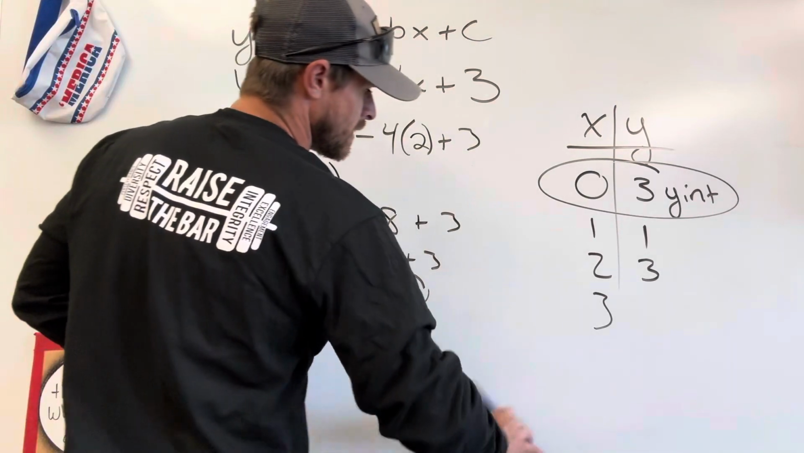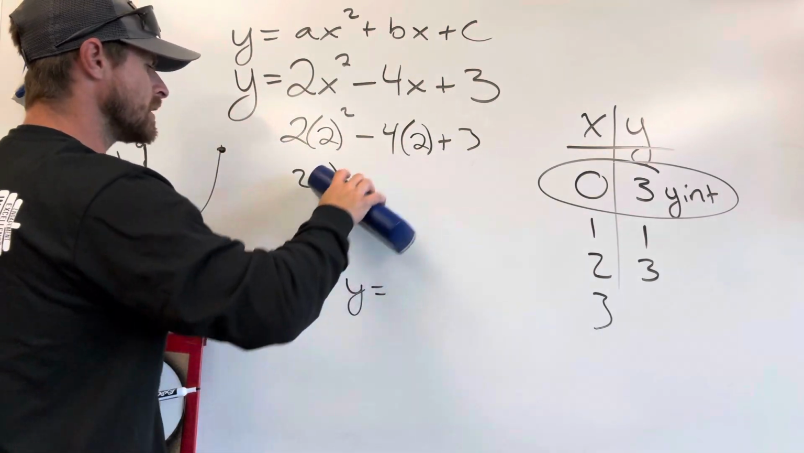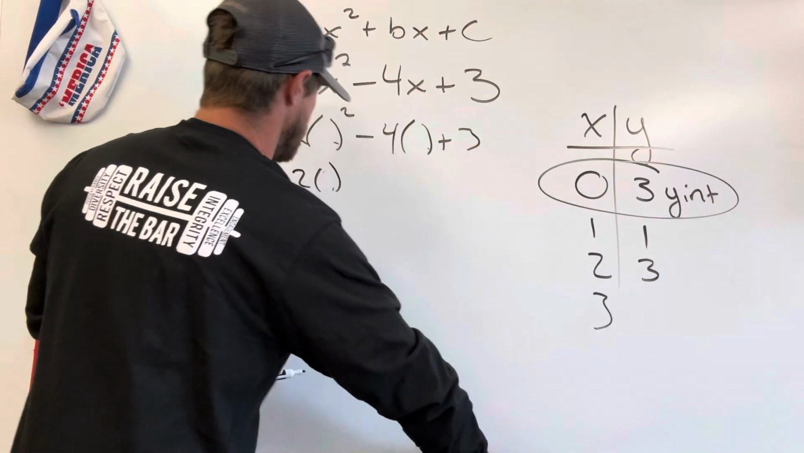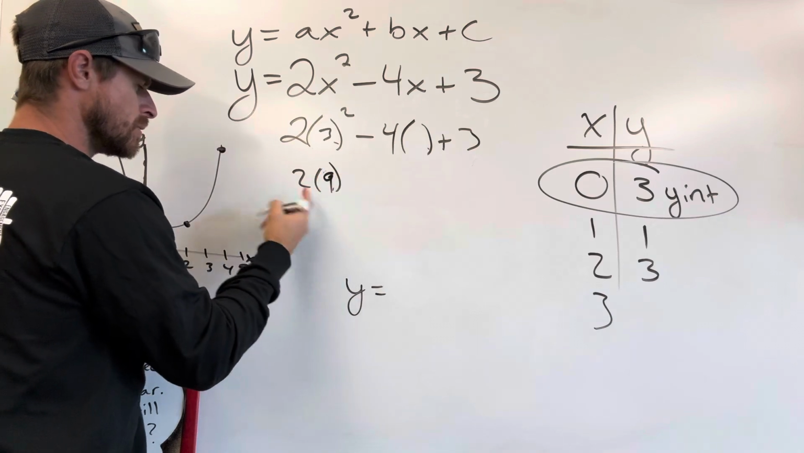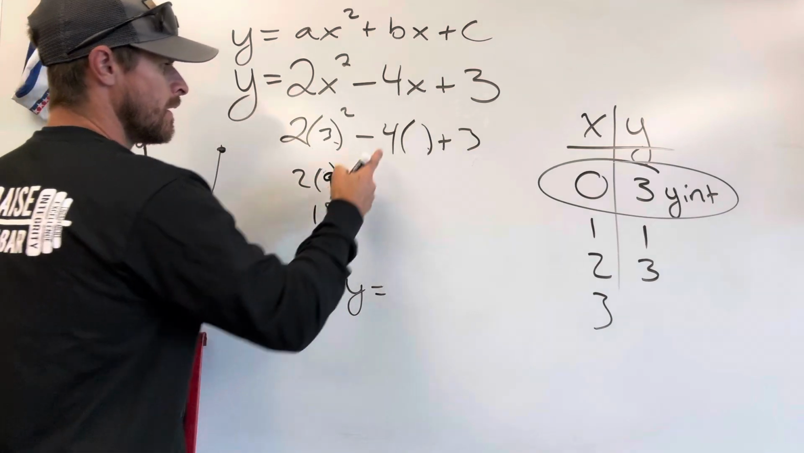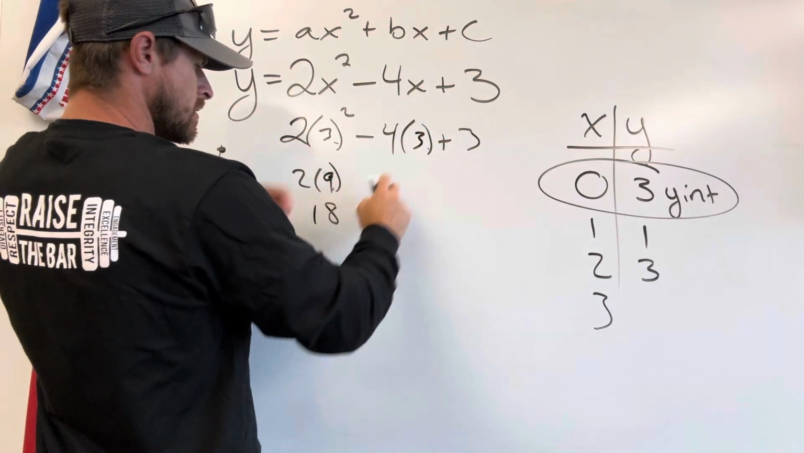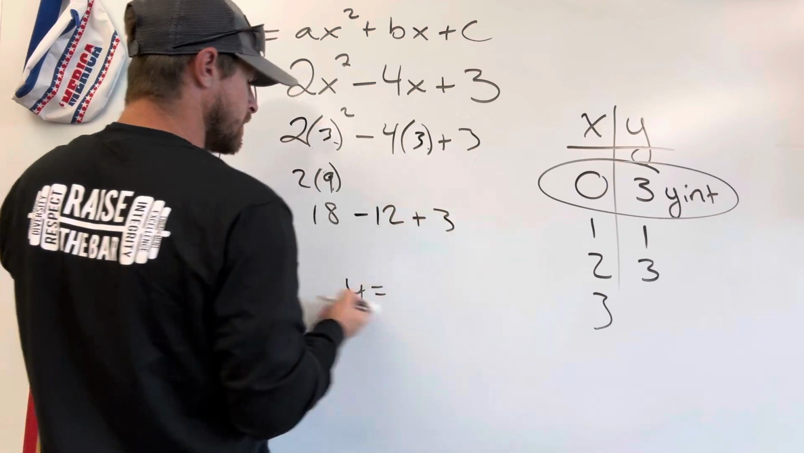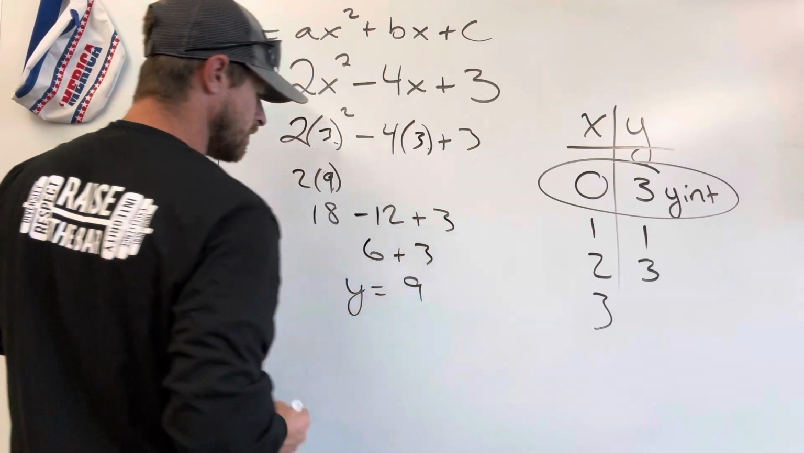Okay, and last but not least, plug a 3 in. We'll finish this one out by just replacing the numbers in the parentheses with the 3 now. So 3 squared makes 9. 9 times 2 is 18. Negative 4 times 3, remember x's both have to change to 3's. Negative 4 times 3 is negative 12. Plus 3, 18 minus 12 is 6. 6 plus 3 gives me 9.